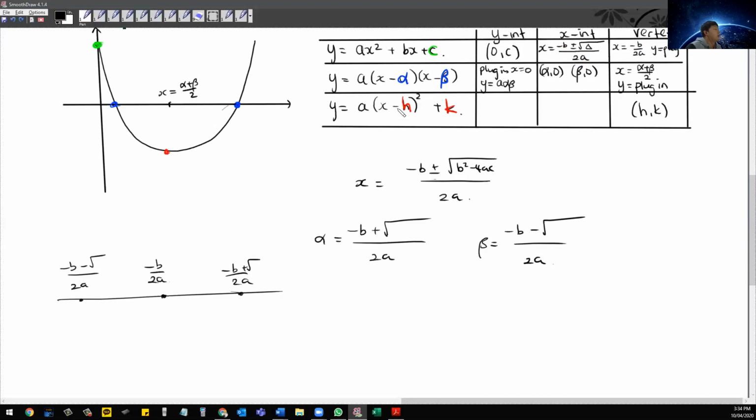And if you want to find the x-intercepts with this one, then you just have to let y equal 0 and solve for x. So this is a bit complicated. And for the y-intercept, just plug in x equals 0, and then solve for y. So that's the summary of quadratic parabolas.